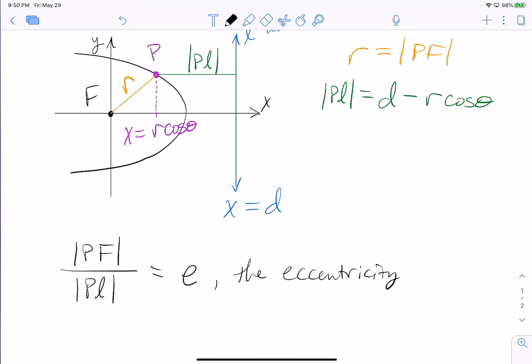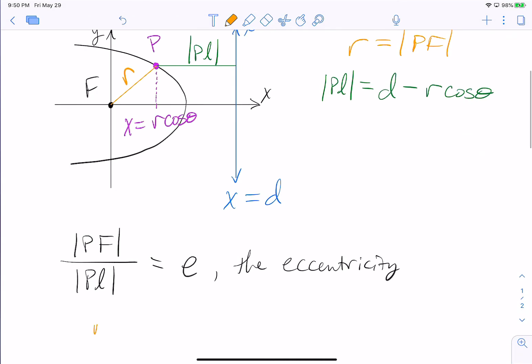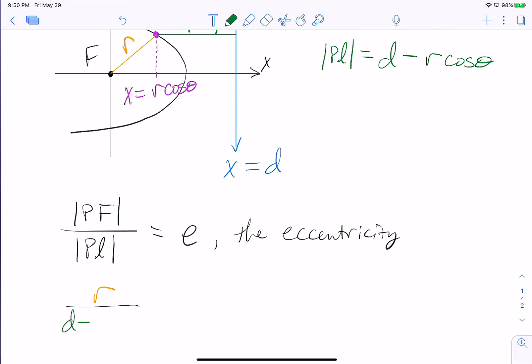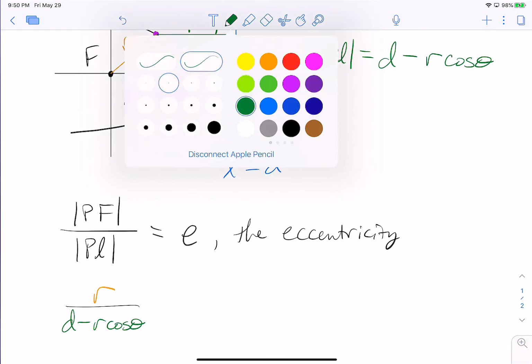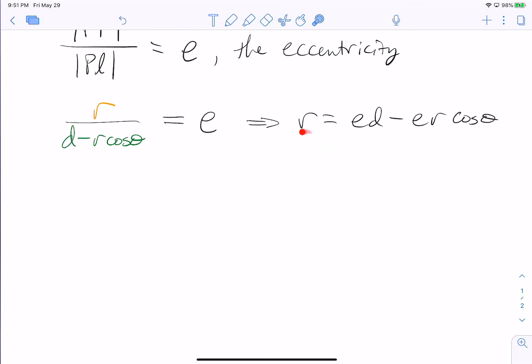But we can start replacing some of the expressions in this equation. PF is actually r. PL is d minus r times the cosine of theta. So we get the equation r divided by d minus r cosine of theta is equal to e. Clearing the fraction gives us that r is equal to ed minus er times the cosine of theta. And at this point, what we're after is an equation where r appears on one side and everything else is on the other. Here I have r on both sides. So collecting r onto one side, we get r plus er cosine of theta is equal to ed.